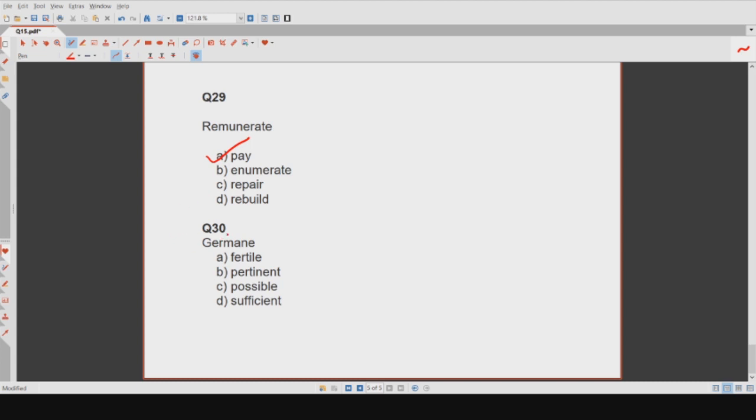Question 30. Germane. Germane means fertile, no. Pertinent, yes. Possible, no. Sufficient, no. So our option B is the correct answer.